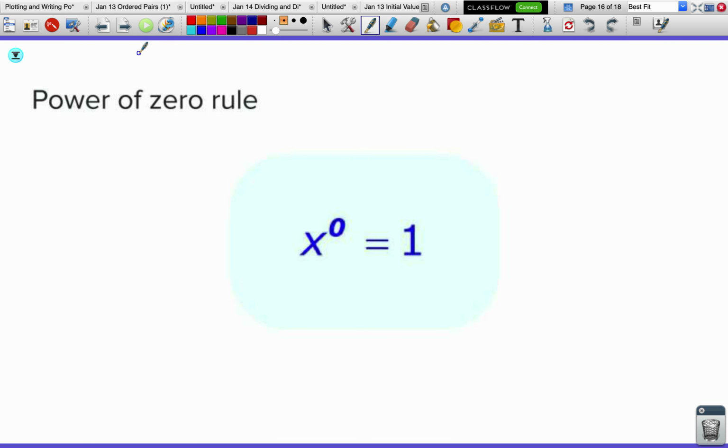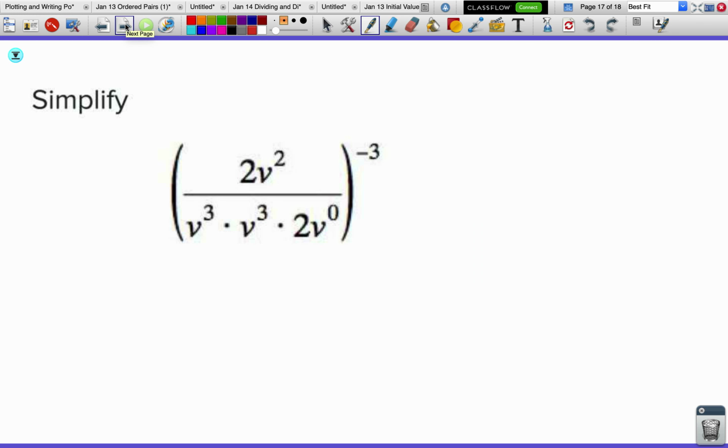All right, power of 0 rule. So this rule is anything to the power of 0 equals 1. So that can be useful.